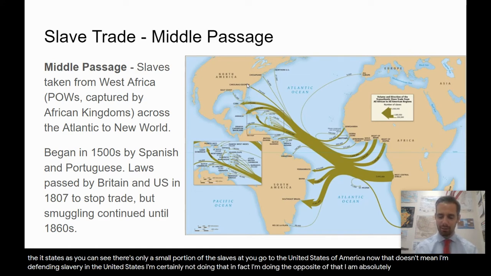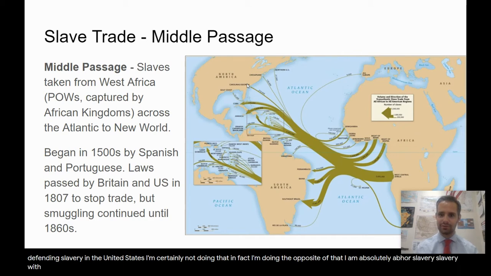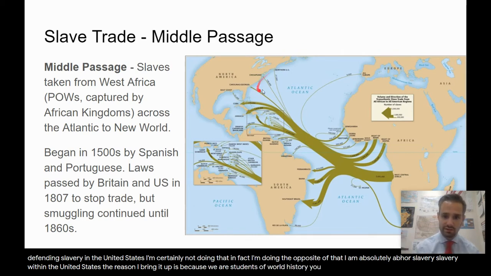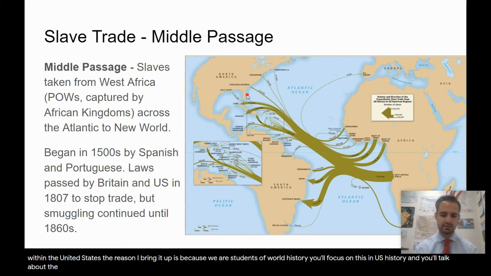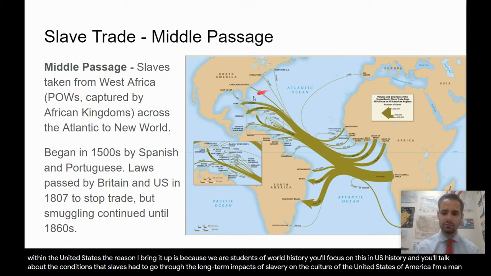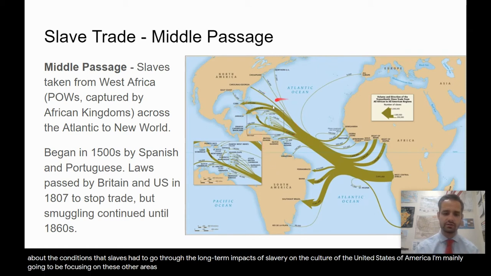I absolutely abhor slavery within the United States. The reason I bring it up is because we are students of world history. You'll focus on this in U.S. history, and you'll talk about the conditions that slaves had to go through within the United States, and you'll talk about the long-term impacts of slavery on the culture of the United States of America. I'm mainly going to be focusing on these other areas of the world.